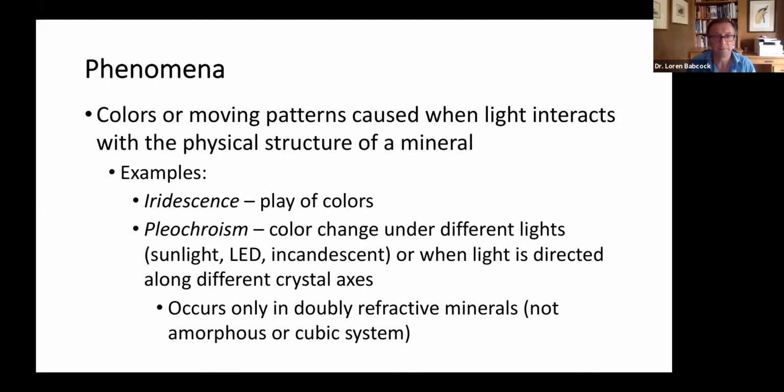Okay, so other things that minerals may show are things we call phenomena, which are colors or moving patterns that happen when light interacts with the structure of the mineral. These are things like iridescence or a play of colors. There are various kinds of those. Pleochroism, which is color change under different lights, like sunlight or LED light or incandescent light, or like what I showed you earlier, when light is directed along different crystal axes. When I showed you the color change that took place in the sapphire earlier, that was pleochroism. And pleochroism is distinctive, as I said before, for doubly refractive minerals.